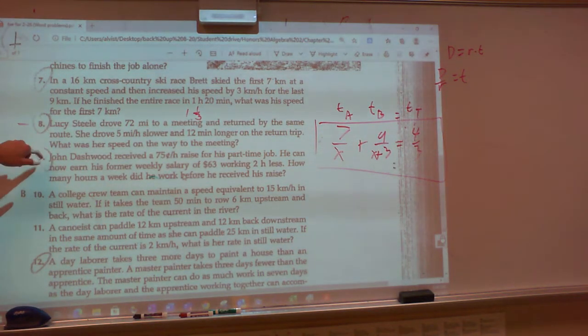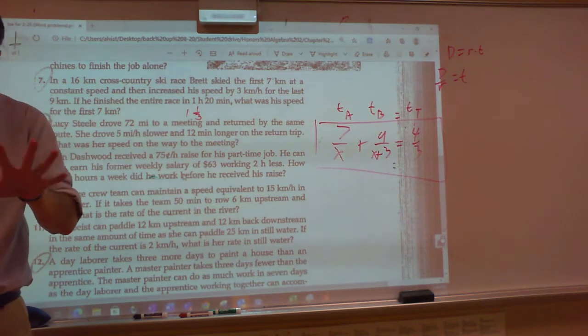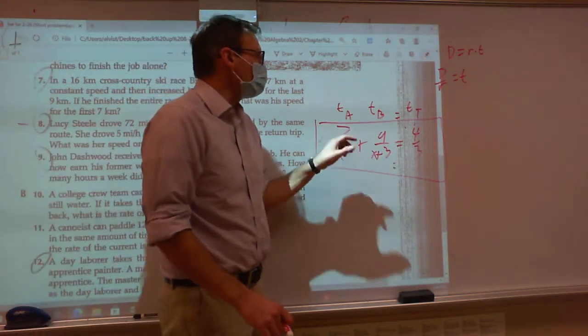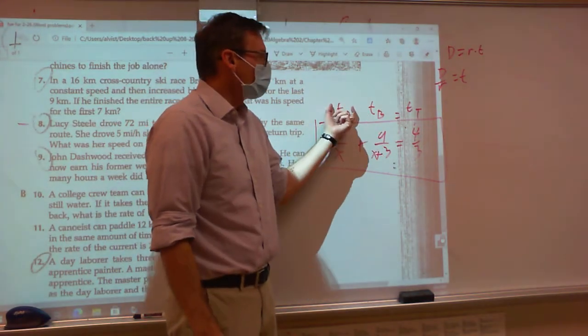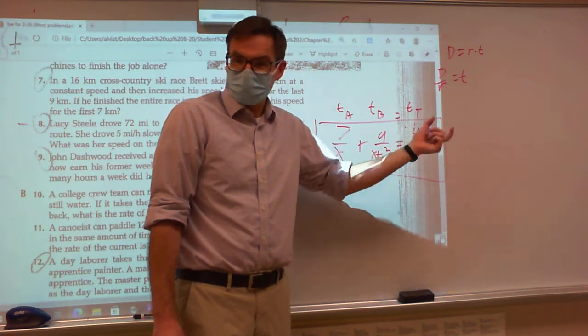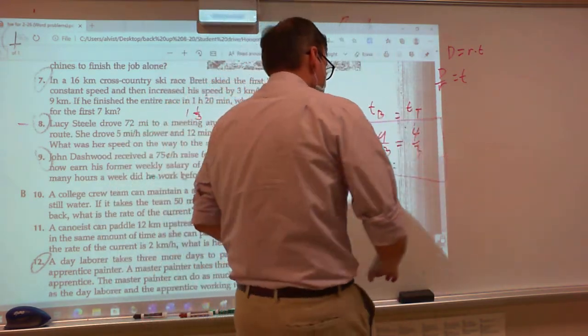So I need to talk about this one. Because there are two ways, whenever you start talking about time, there are a couple of ways you can look at it. The obvious way is the time of the first part plus the time of the second part equals total time, right? Because that's kind of what we've been doing. But there's a twist, so I need to make sure I talk about that.